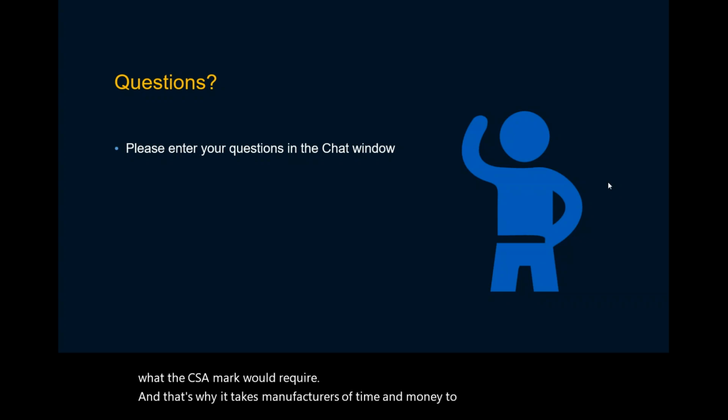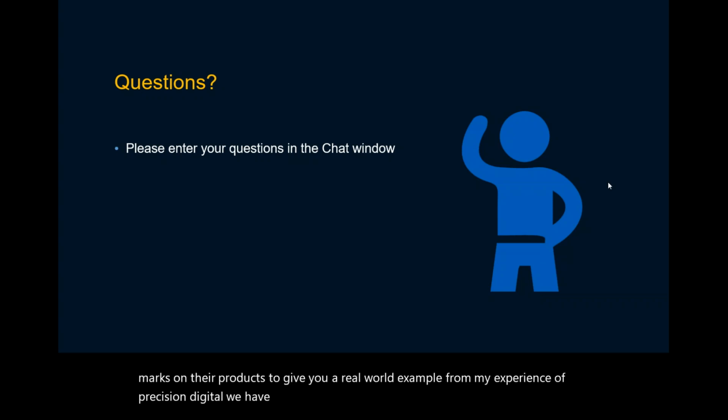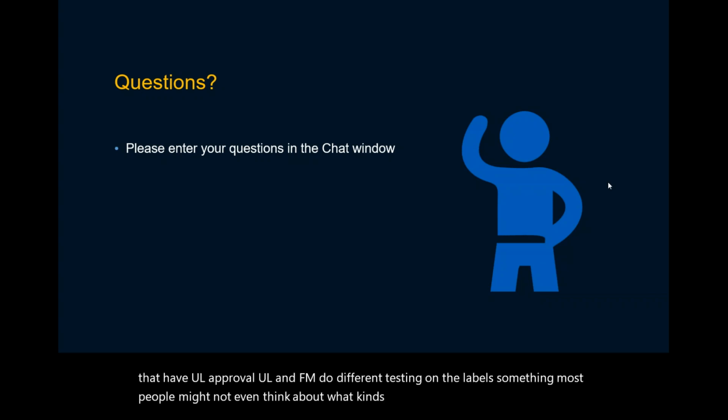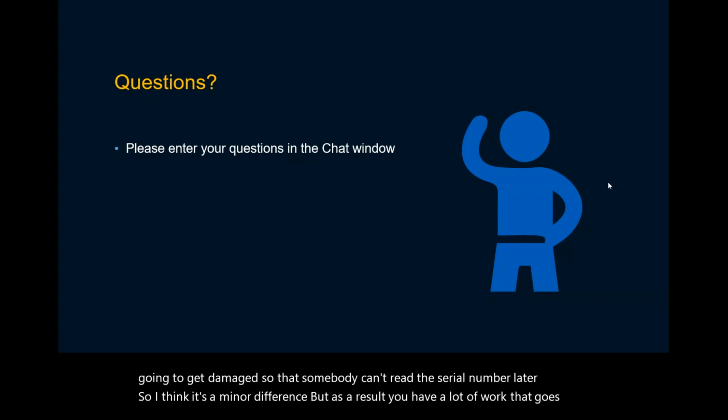To give you a real world example from my experience at Precision Digital, we have products that have FM approval and we have products that have UL approval. UL and FM do different testing on the labels, something most people might not even think about. What kinds of chemicals are your labels going to be exposed to, and will they adhere? Will they keep the markings on them? Are they going to get damaged so that somebody can't read the serial number later? Some may think it's a minor difference, but as a result, you have a lot of work that goes into testing it one way versus the other.